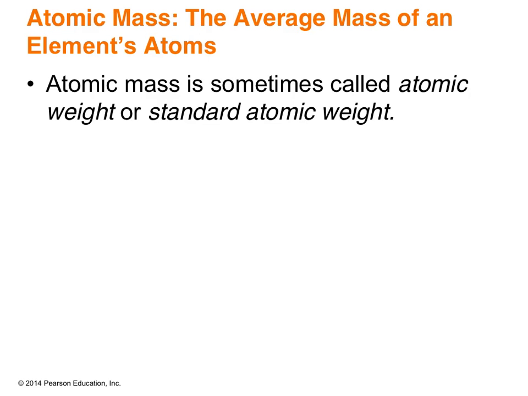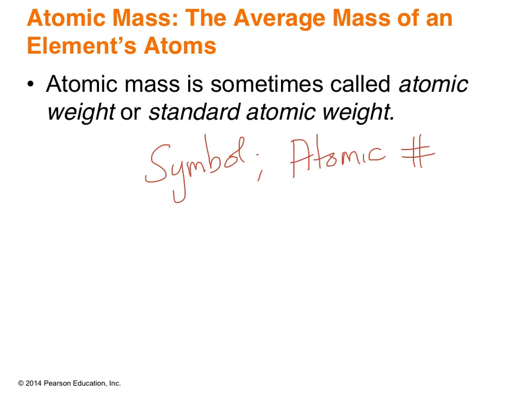Along with the element's symbol and atomic number, the other piece of information that is listed on the periodic table is its atomic mass. Atomic mass is also sometimes called atomic weight, standard atomic weight, formula mass, etc. Atomic mass is the average mass of the element's atoms.